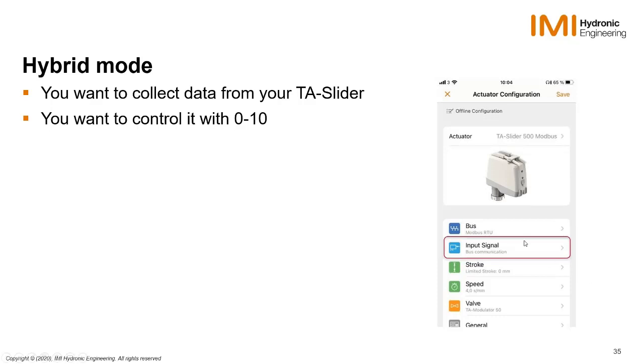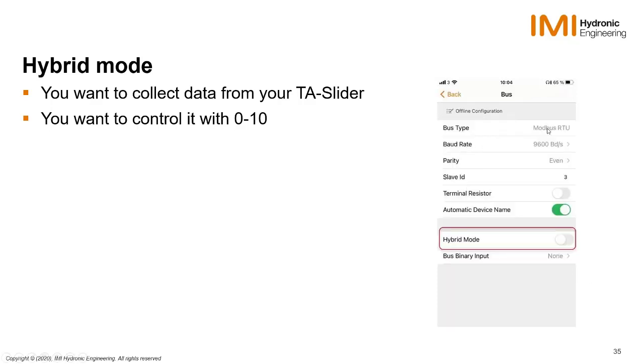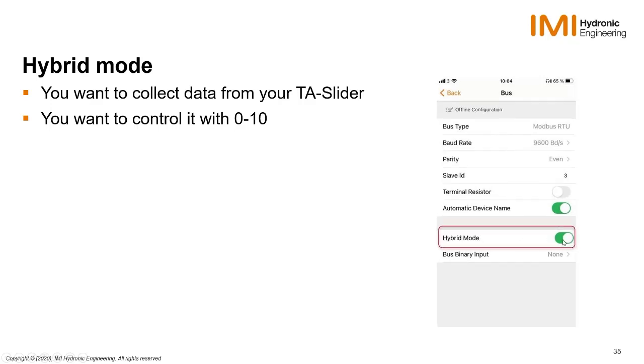So if I click on bus and go in there, I have my bus settings here again, the RTU, the baud rate, parity, slave ID, and so on. And then I have hybrid mode here below. If I activate this one, I will activate another input into my slider.